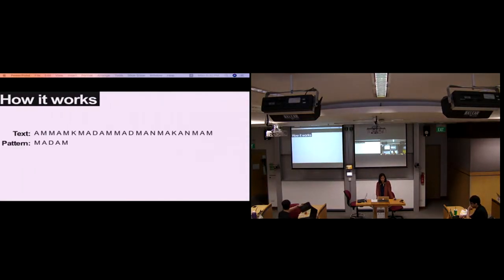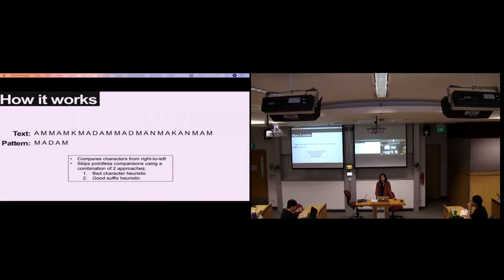So basically, you have a text and a pattern, and the objective of this algorithm is to look for instances of the pattern in the text. Unlike other algorithms, it compares the characters from right to left, opposite of how we read. And it's more efficient than comparing character by character because it skips the unnecessary comparisons by using two different approaches, the bad character heuristic and the good suffix heuristic. Heuristic is just another word for rule.